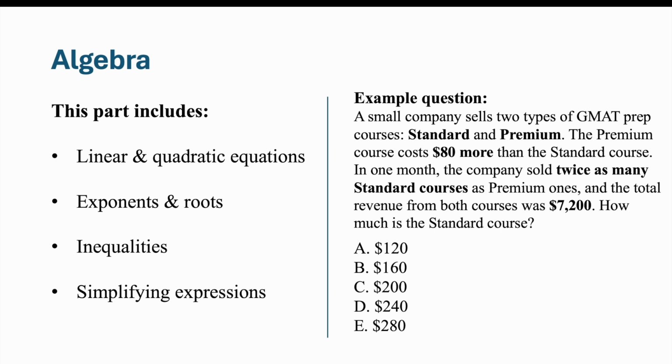I also provided you with an example question here, which again I will not cover in detail how to solve, but just for you to see how it's set up. I will just read it for you. A small company sells 2 types of GMAT prep courses, a standard one and a premium one. The premium one costs $80 more than the standard course. In 1 month, the company sold twice as many standard courses as premium ones, and the total revenue from both courses was $7,200. How much is the standard course?